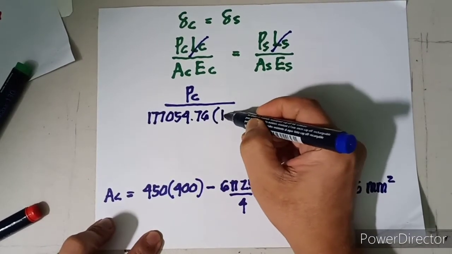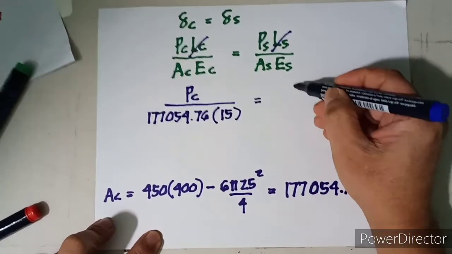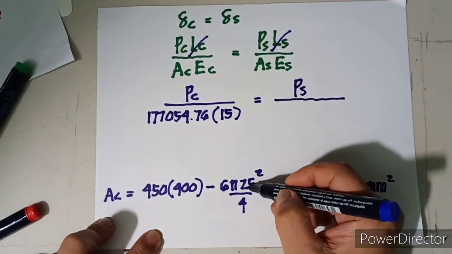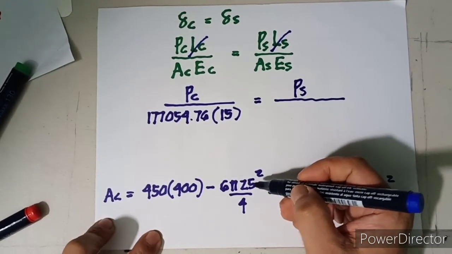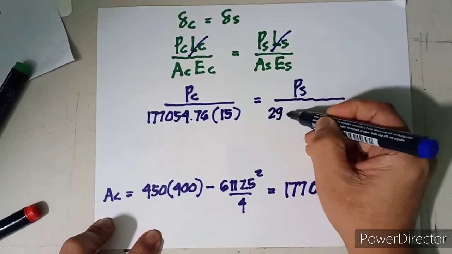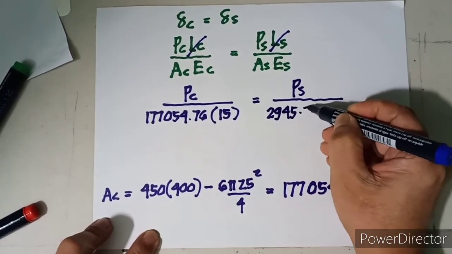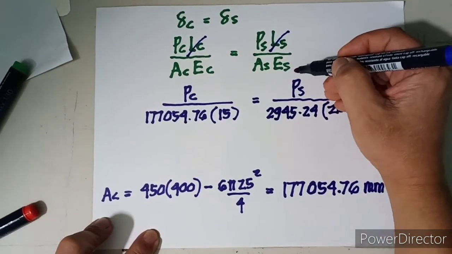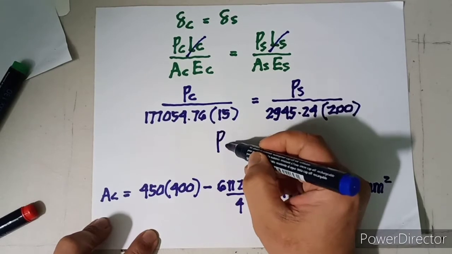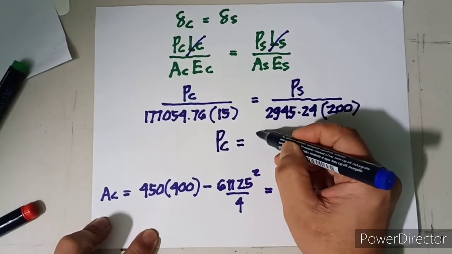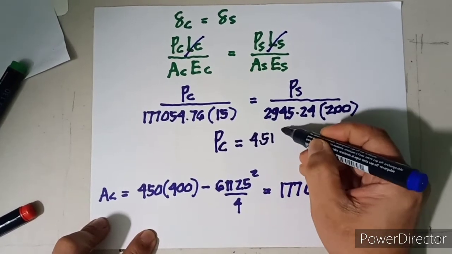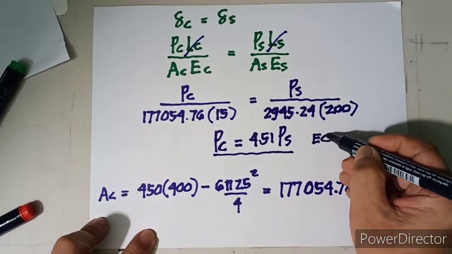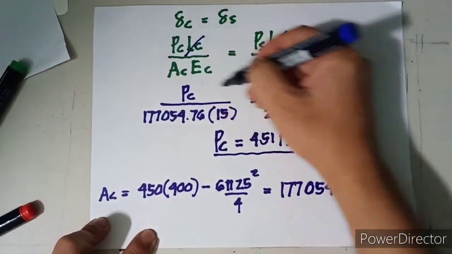You divide by 177,054.76 and the elasticity of concrete is 15, and that's equivalent to the force of your steel divided by the area of the steel. 6 times pi times 25 squared divided by 4 is equivalent to 2,945.24. You multiply this by 200 gigapascal, the elasticity of steel. Simplifying this equation, the force carried by your concrete is equivalent to 4.51 times the force carried by your steel. This is your equation number 2, taken from your elastic deformation.